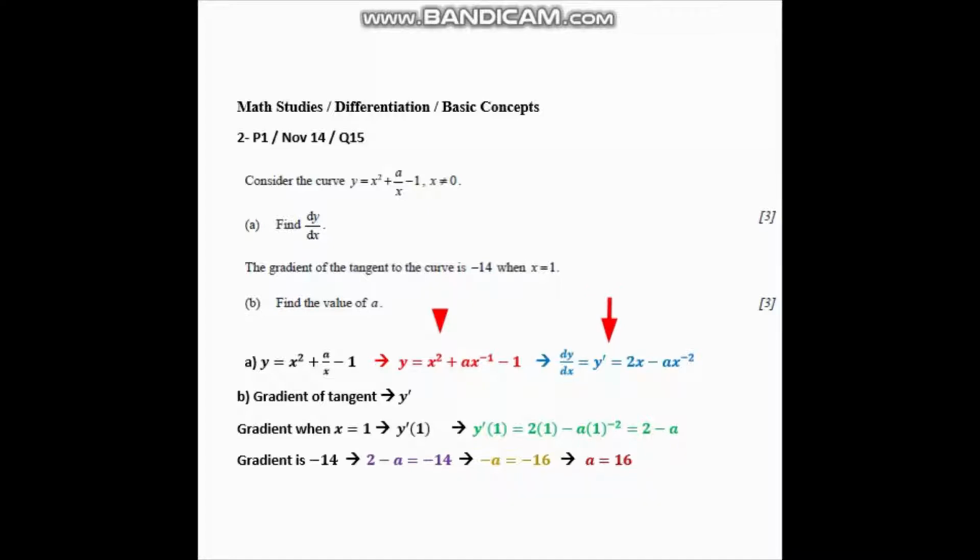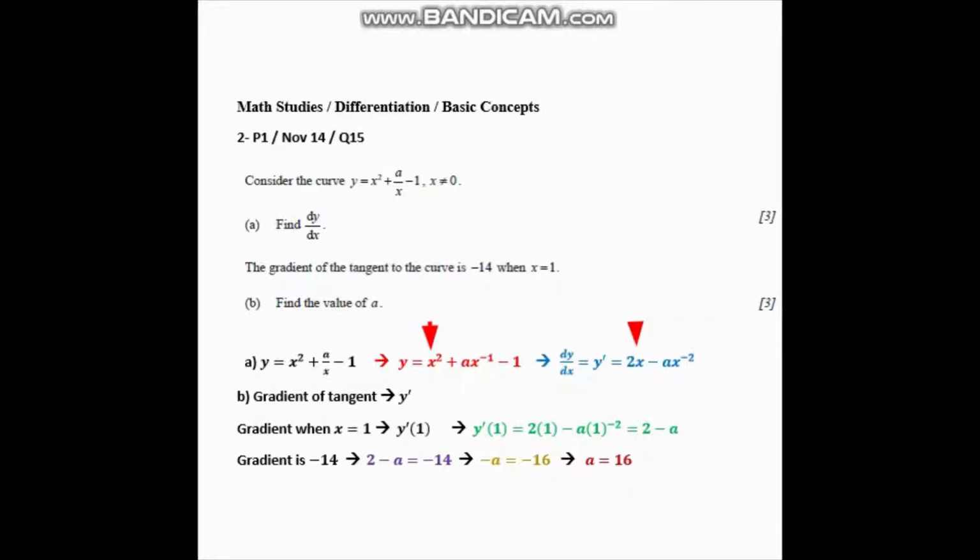So dy by dx, or y dash, is the derivative of the red expression. So let's start differentiating. The first term is x to the power of 2. This is my first term that I shall start differentiating. I shall reduce the power by 1, but first I shall multiply by the old power. So I get 2x power 1, or just 2x.